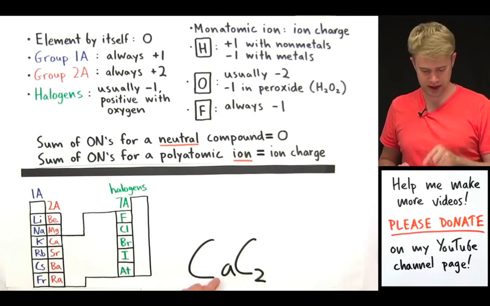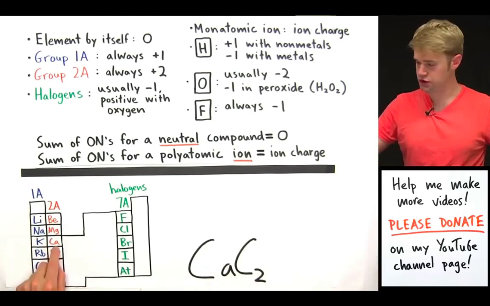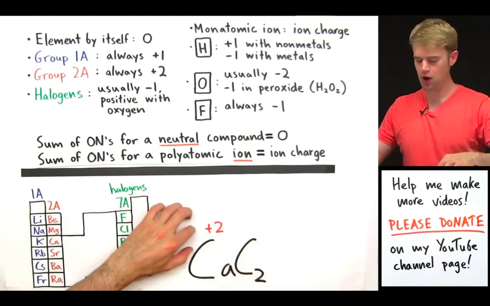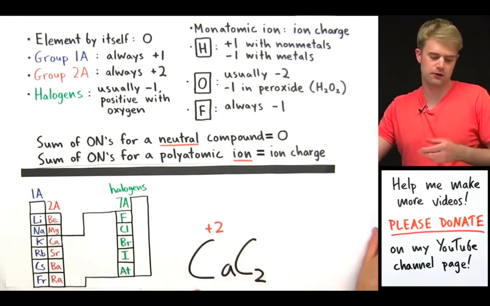CaC2. So calcium here is in this column, group 2A, so we know that its number is always +2. We don't know what carbon's number is, but we can figure it out.